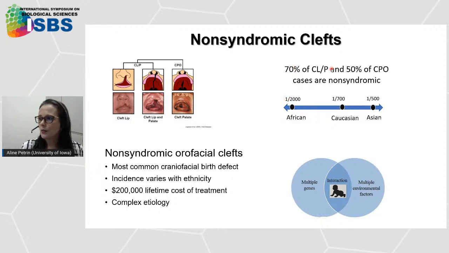70% of cases of cleft lip and palate and about 50% of cleft palate only are non-syndromic. Usually in etiological studies, we divide them into cleft lip, cleft lip and palate, and cleft palate only because there is evidence of distinct etiologies for these three types. But we also know that there is an environmental component to clefting. And we've been learning a lot about this interaction between genetics and environment via studies of epigenetic factors.